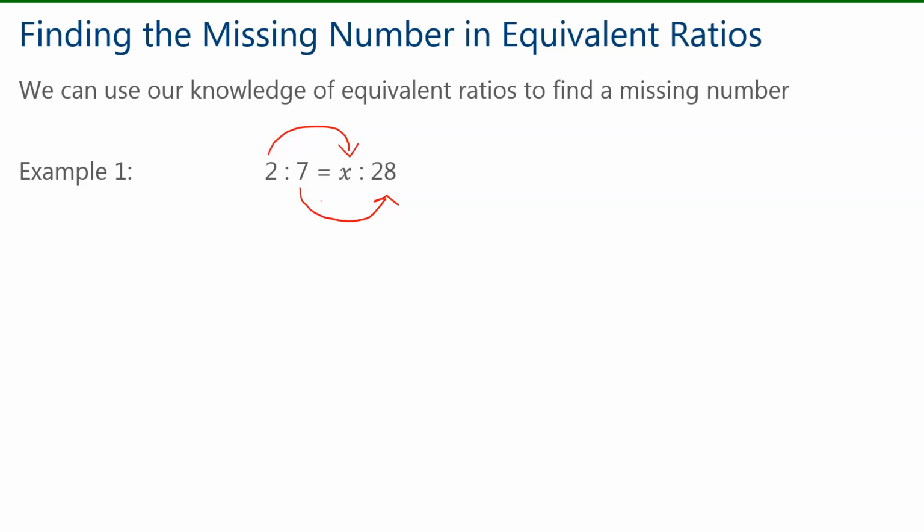I know that 7 times 4 will give me 28, which means 2 must multiply by the same number. So if 2 multiplies by 4, then that means x must be 8. So 2 to 7 is equal to 8 to 28.